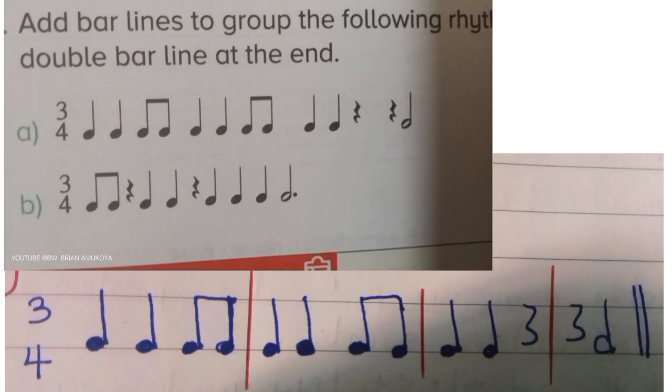Now, here I have some tips for teachers and students. The first tip you are supposed to follow: always check the time signature first. The time signature you have been given may be telling you to have 2 crochet beats in each bar, or 3 or 4. So make sure before you start grouping, you check the time signature given first. Then break the bar down by beats, not just note values.